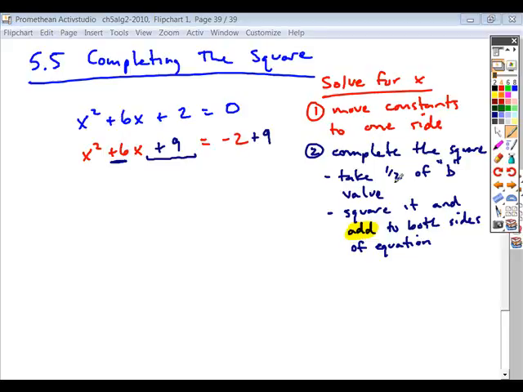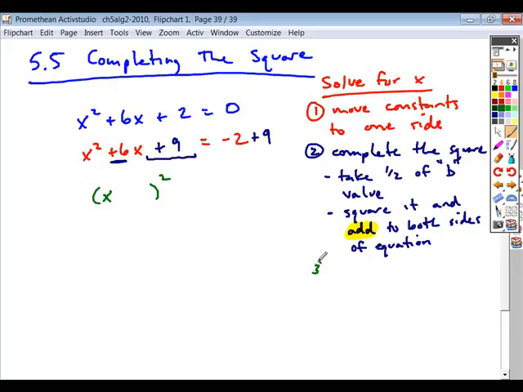What this allows you to do, and the whole purpose of these two little steps, taking 1/2 of your b value and squaring it, is that it allows you to rewrite this left side in the special form of a perfect square trinomial. So this is always going to factor into first term of x, your second term.